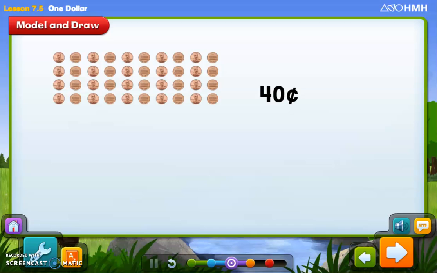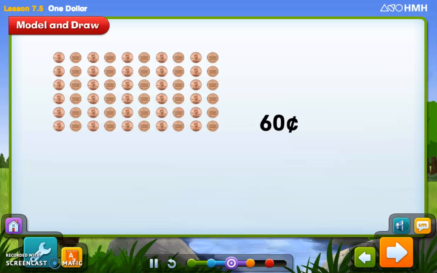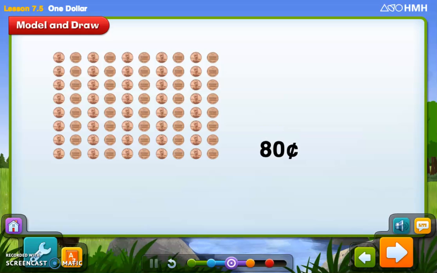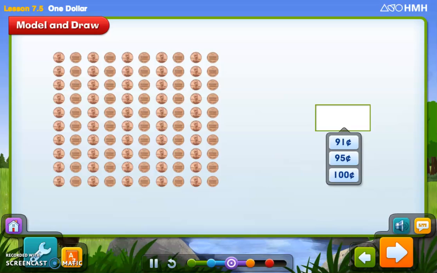40 cents, 50 cents, 60 cents, 70 cents, 80 cents, 90 cents. Now what's the value of 10 rows of 10 pennies? When you go from 90 cents and then you make another row of 10 pennies, you would think that equals 100 cents, right? And that is correct. So we're going to click 100 cents, but there's a different way.